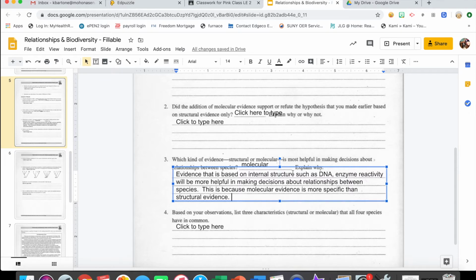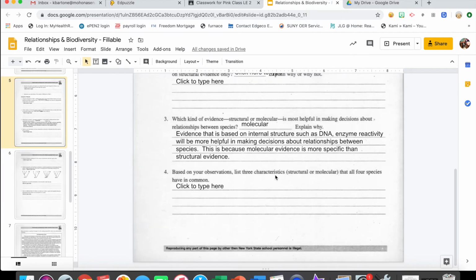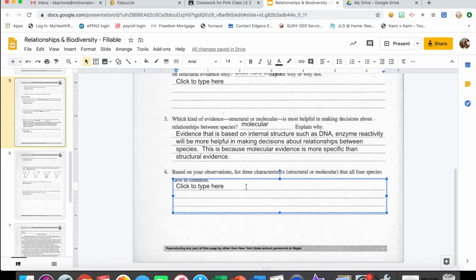Okay. Question number 4 says, based on your observations, list 3 characteristics, structural or molecular, that all 4 species have in common. So here you're going to do this one on your own. 3 characteristics. You could do it in bullet form, and it has to be something that all 4 species have in common. Okay? You might find that all 4 species have more structural things in common than all 4 species have molecular things in common.